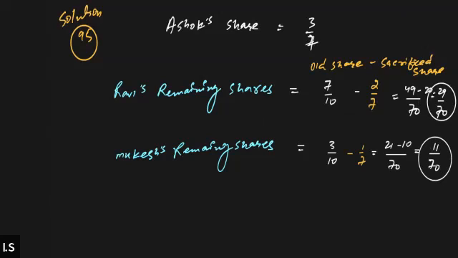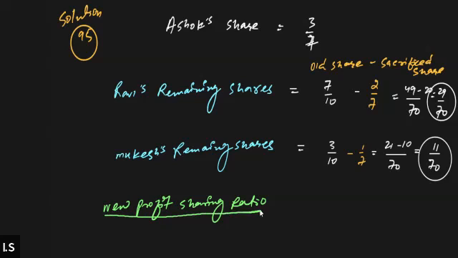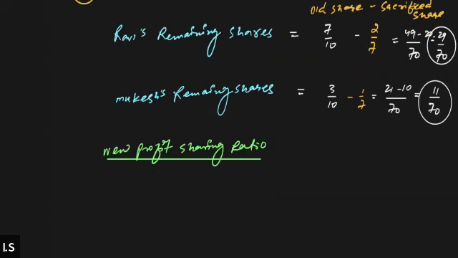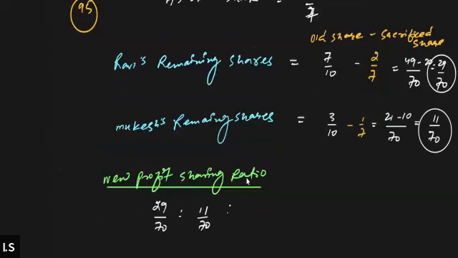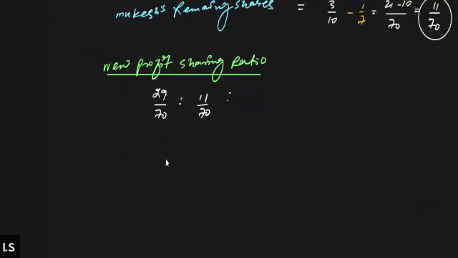Okay. So now we can find out the new profit sharing ratio for all the partners. The new profit sharing ratio will be 29/70 for Ravi, 11/70 for Mukesh, and the new partner will be acquiring 3/7. Sorry, not 3/70, 3/7. Is it clear?